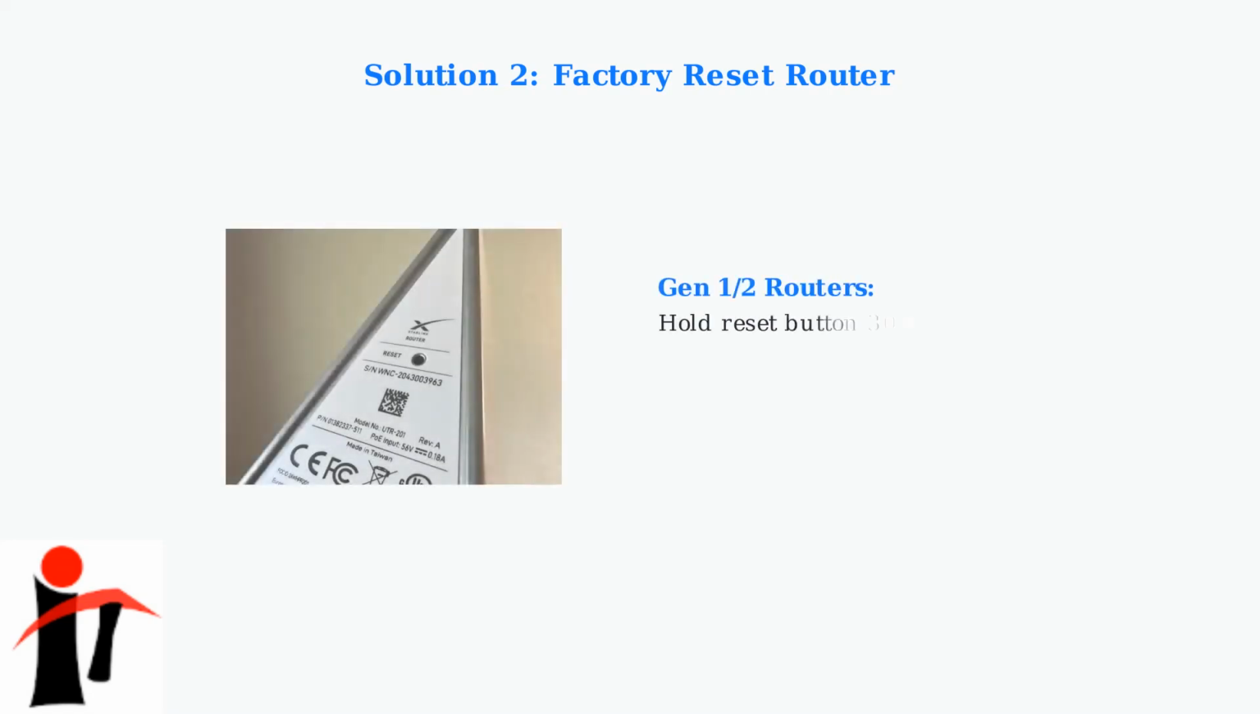If power cycling doesn't work, the next step is a factory reset of your router. This has a 78% success rate for SSID visibility issues. The process depends on which generation of Starlink router you have.